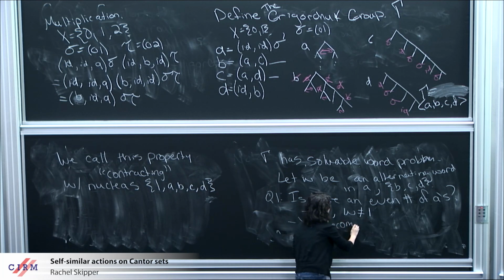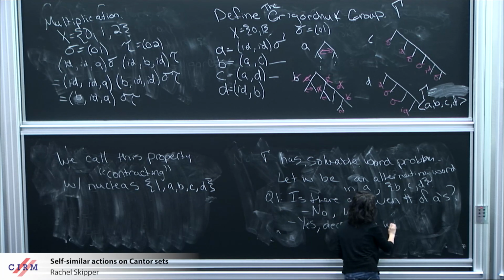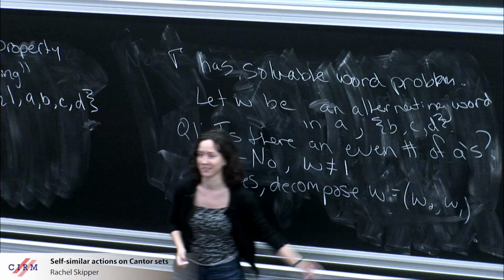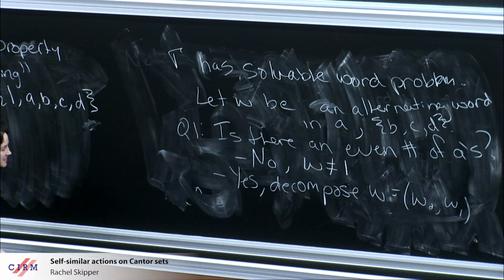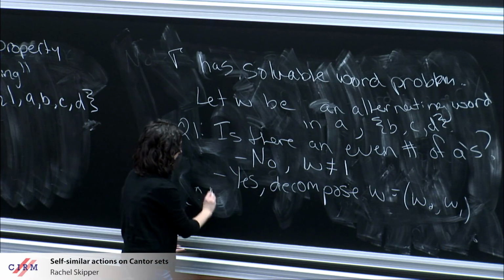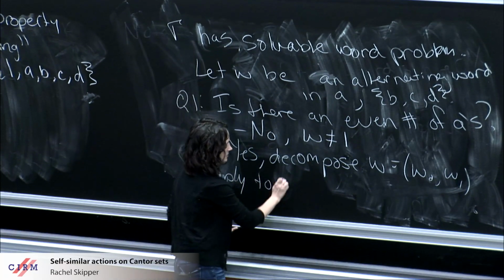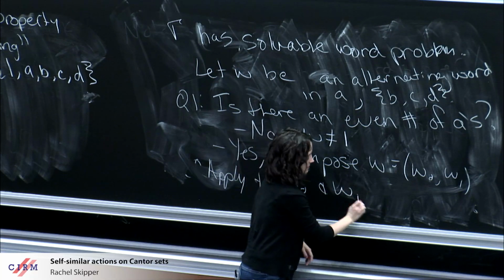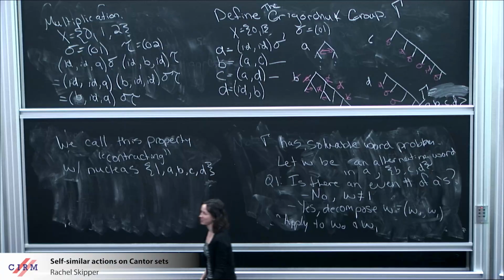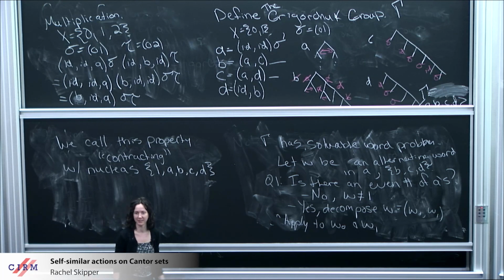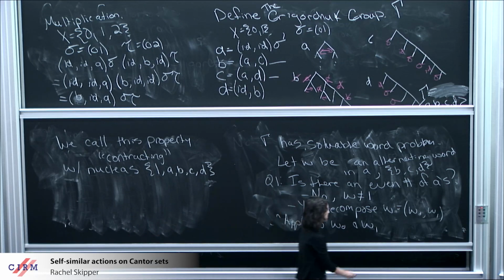If the answer is yes, decompose W as W0, W1, and I don't need a permutation here because I'm saying A shows up an even number of times, and then apply the algorithm to W0 and W1. Right. And W0 and W1 have a shorter length, so this procedure ends quickly, yeah? Because at each step, we're halving the length of my word. And that's it, right? Solvable word problem.